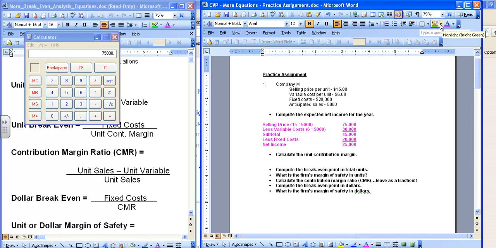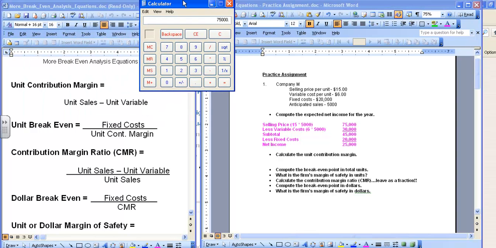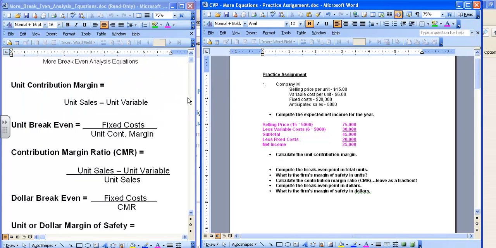Question 2. Calculate the unit contribution margin. So we want to know how much our contribution margin is per unit. If you look at our equations to the left of the screen, we have unit contribution margin equals unit sales minus unit variable costs. How much are we selling one for? $15 minus our unit variable costs of $6. So our unit contribution margin is $9.